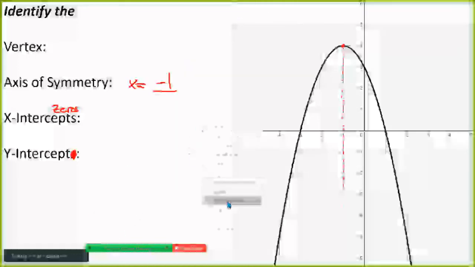Let me get that out of the way. X is equal to -1. That's our axis of symmetry.